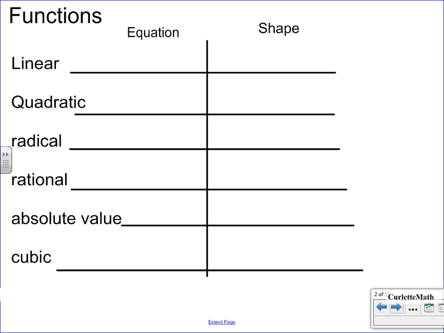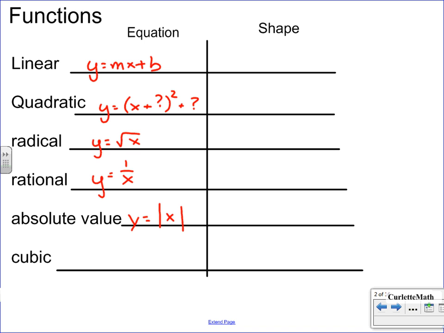Well, what are those basic functions? A linear is y equals mx plus b. A quadratic is y equals x squared, and we have a number plus another number. I like putting question marks in there instead of anything else. A radical, that's our square root. Our rational looks like a fraction. An absolute value has the big bars. And a cubic is to the third power.